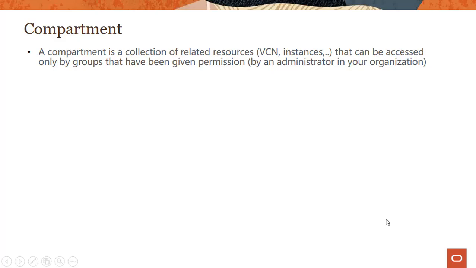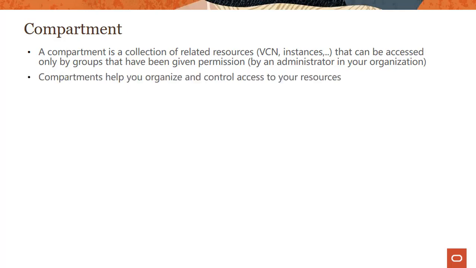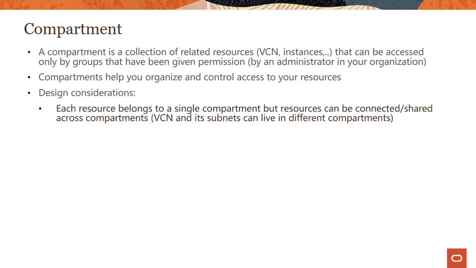A compartment is a collection of related resources like VCN, compute instances, and database instances that can be accessed only by groups that have been given permissions, for example, by an admin in your organization. The whole idea of compartments is to help you organize and control access to your resources. So what are some of the design considerations?